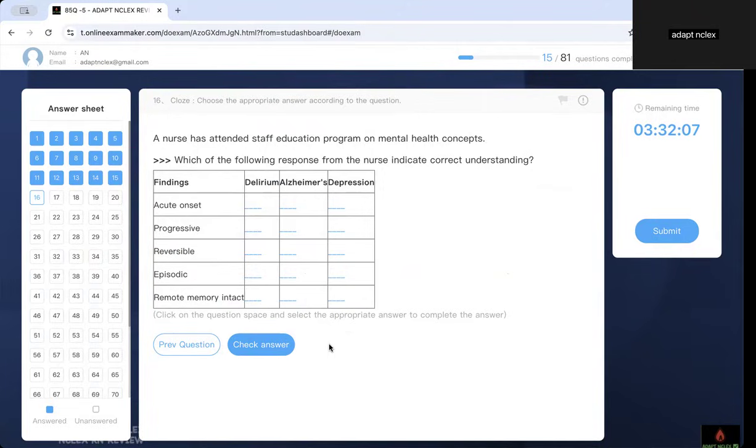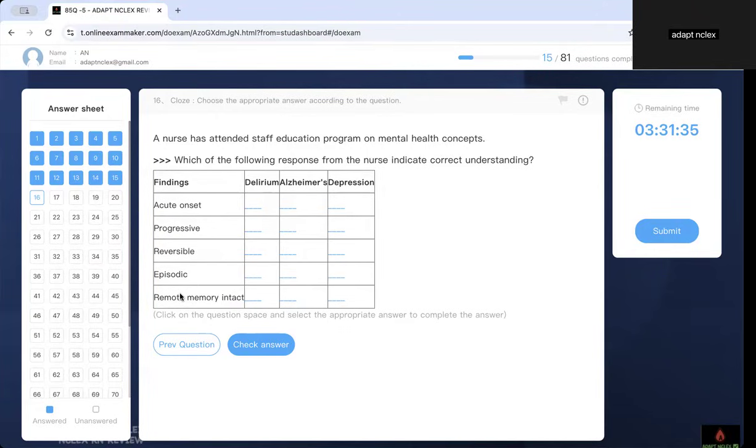And next, a nurse attends a staff education program on mental health concepts. Which of the following responses from the nurse indicates correct understanding? I have three problems: delirium, Alzheimer's, depression. Which one has acute onset? Which one is progressive? Which one can you reverse? Which one is just happening back and forth, episodic? Which one has remote memory intact? What do you think? Put down your answer and let me know.